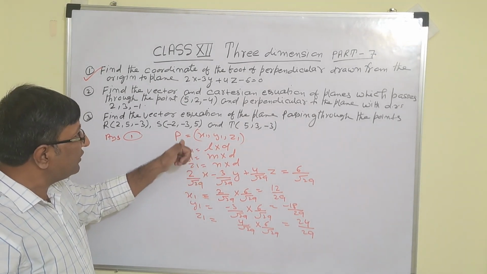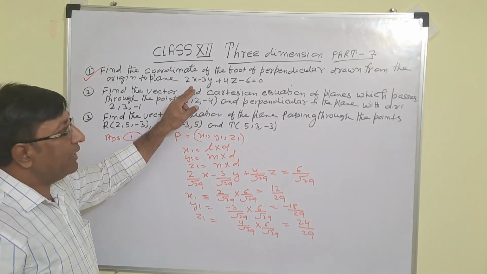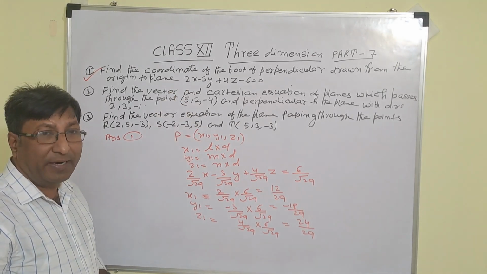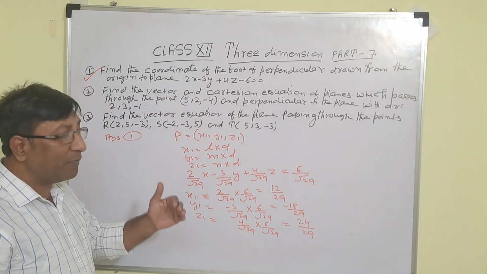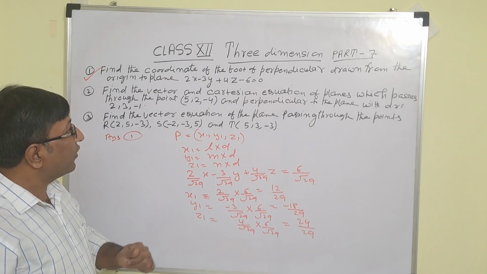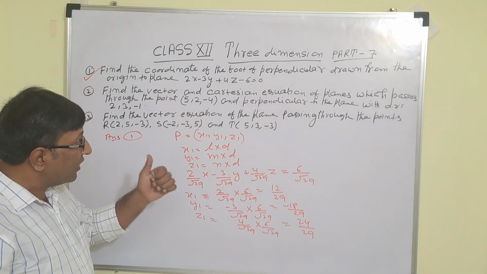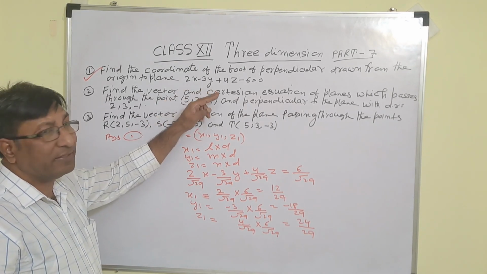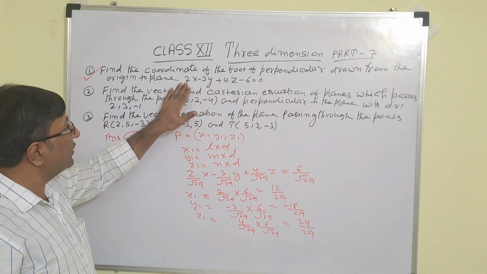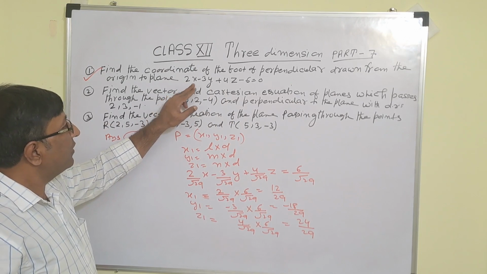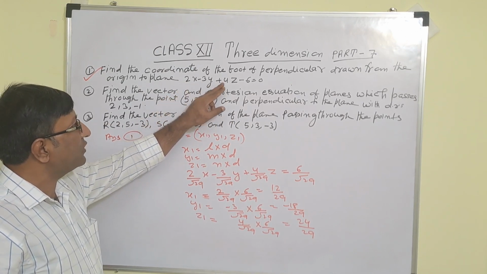First you change the given equation of the plane into the Cartesian equation of the plane, that is Lx plus My plus Nz equal to d. For this, divide both sides by the root under the sum of the squares of the coefficients of x, y, z, that is root under 2 square plus minus 3 square plus 4 square.